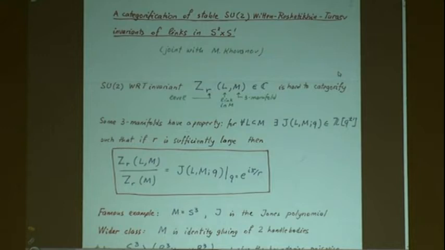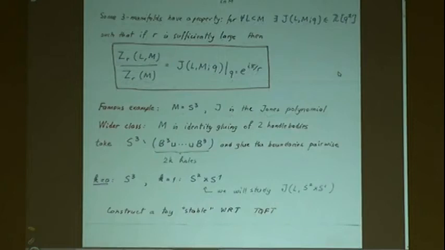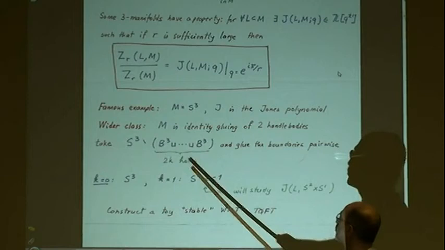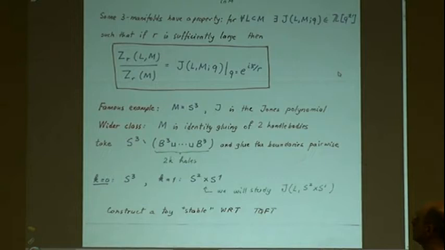But there is a whole class of such manifolds. They're very simple. You can construct them, for example, by taking the three-dimensional sphere and cutting out an even number of three-dimensional balls and gluing their boundaries pairwise. Or you could construct them by doing zero surgeries on a number of totally disjoint unlinks, unknots sitting inside S3. It would be the same thing.